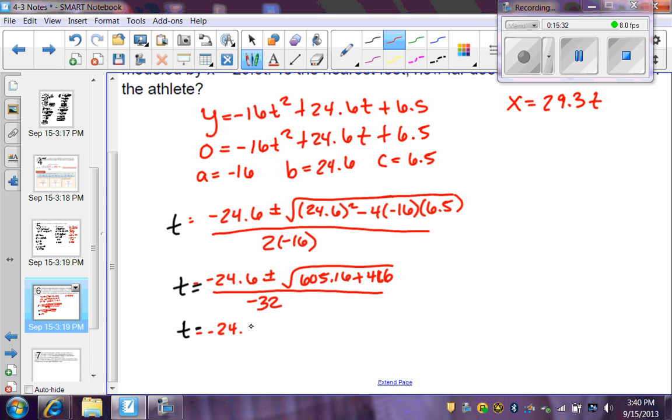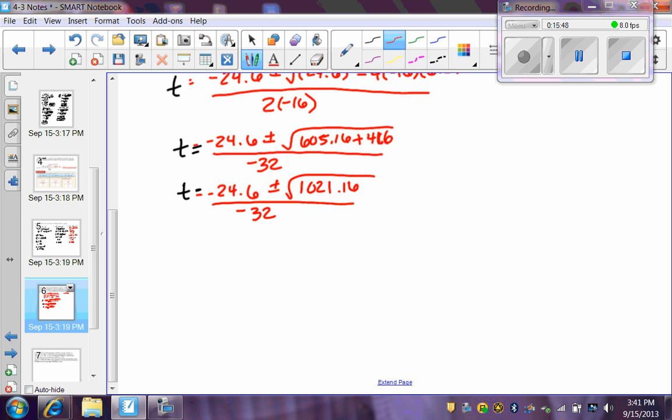Negative 24.6 plus or minus the square root. You add these together, you get 1021.16 all over negative 32. So in my calculator, I'm going to estimate what the square root of 1021.16 is. So that's t equals negative 24.6 plus or minus, that comes out to be roughly 31.956 all over negative 32.